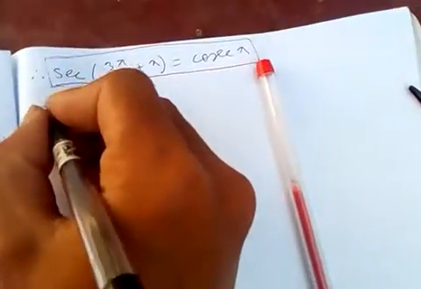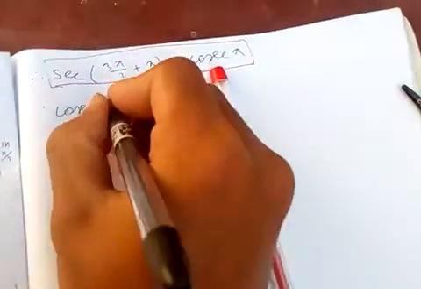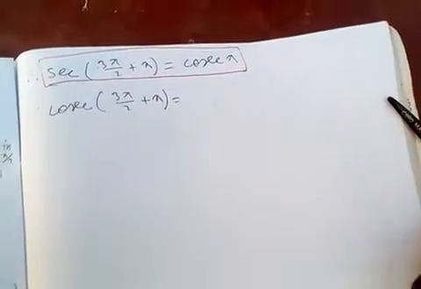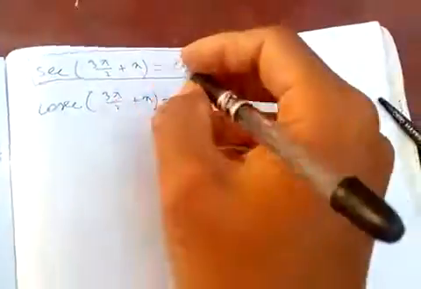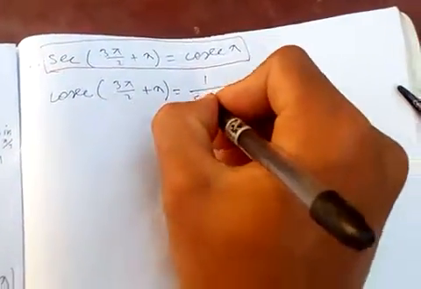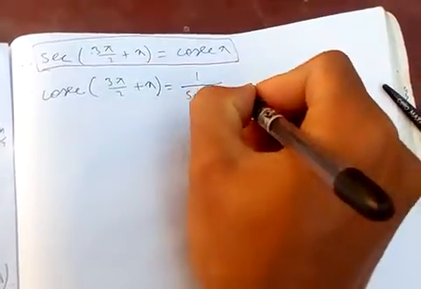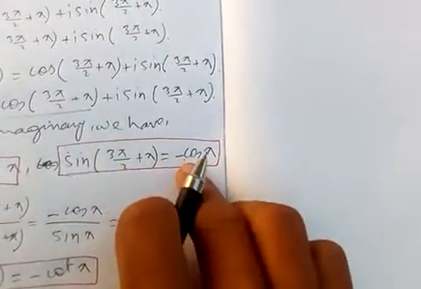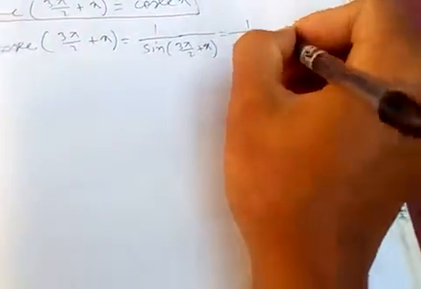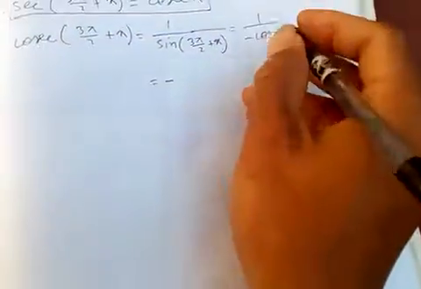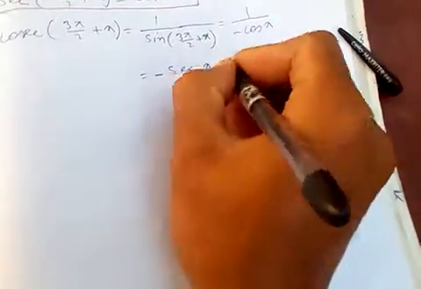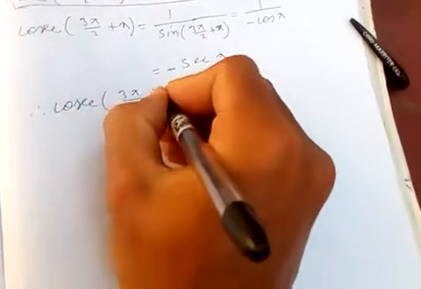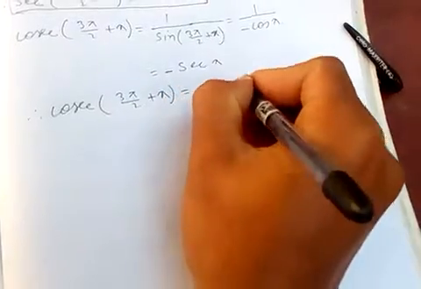And for cosec of 3 pi by 2 plus x, we know that cosec is just the reciprocal of sine, which is 1 over sine of this, which is just minus cos of x, which is minus of 1 over cos, and we know that is sec of x. Therefore cosec of 3 pi over 2 plus x is just minus sec of x.